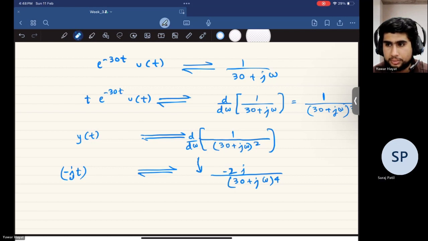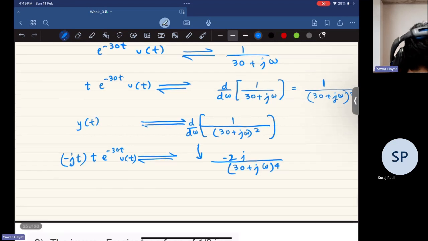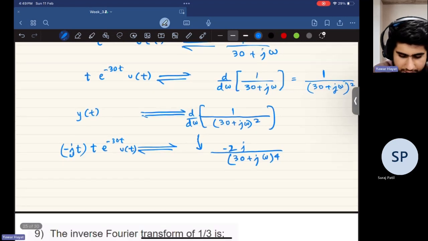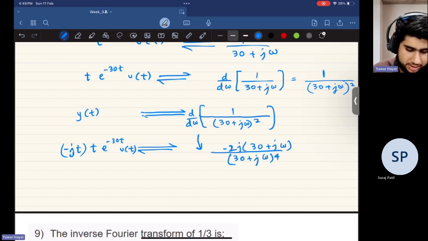E raised to minus 30t. This would be t e to the power minus 30t u of t. Okay, so now again I would cancel. Wait, I missed out one thing. I did not take this derivative properly. This would be 2 times 30 plus j omega, and there would be a j, right? Differentiation of the denominator would be this.